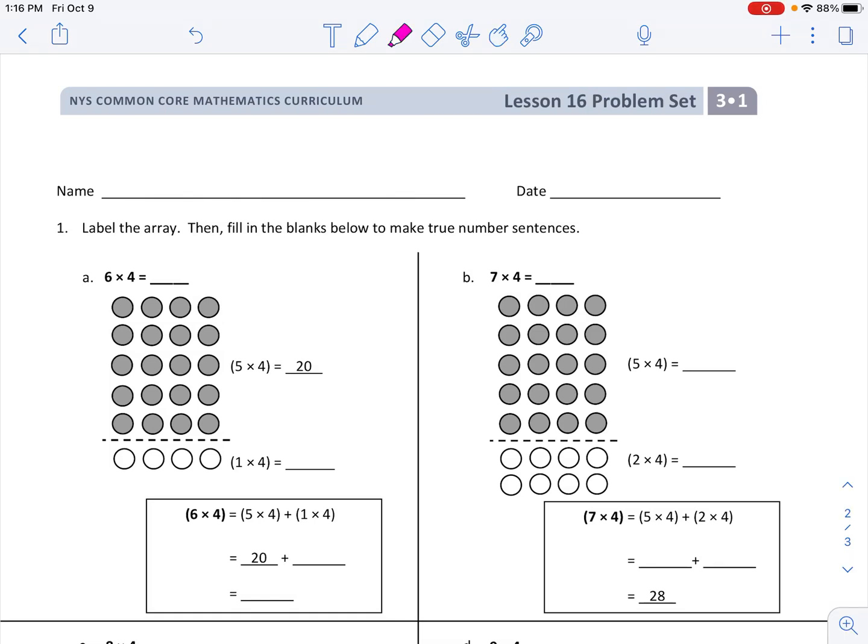All right, third grade. We are on lesson 16, problem set. Hopefully you're finding the problem set videos useful as you work through the homework pages. Remember, this one is just for you to watch, and then the homework page you should know how to do after you watch this one. So let's take a look at what we're doing today.